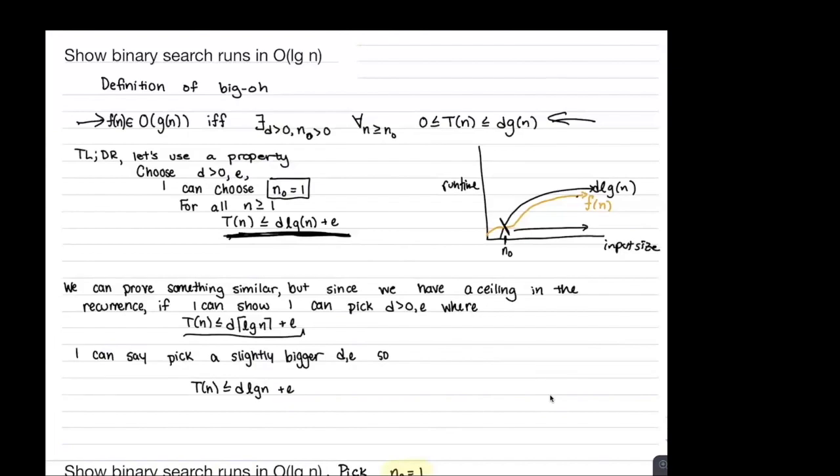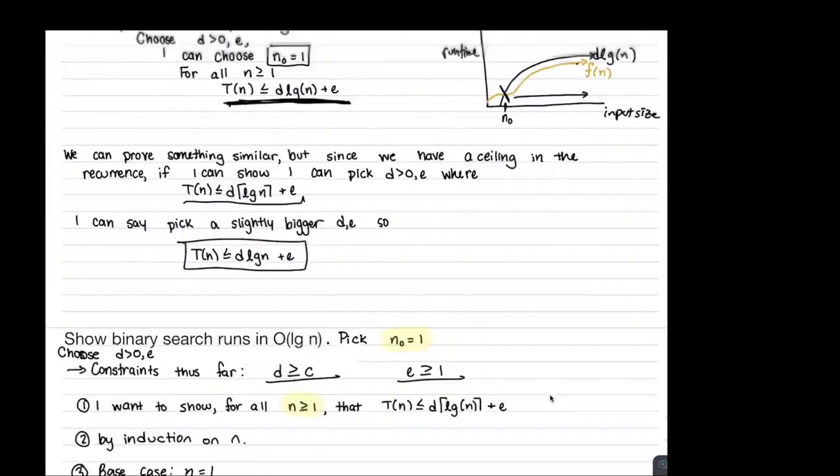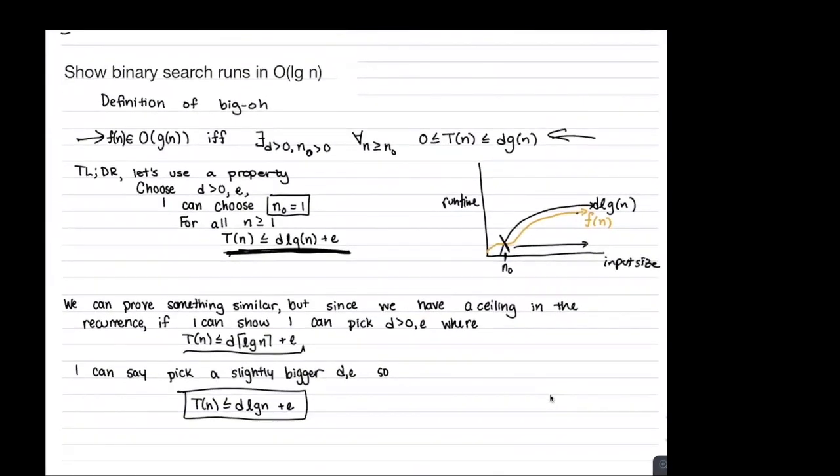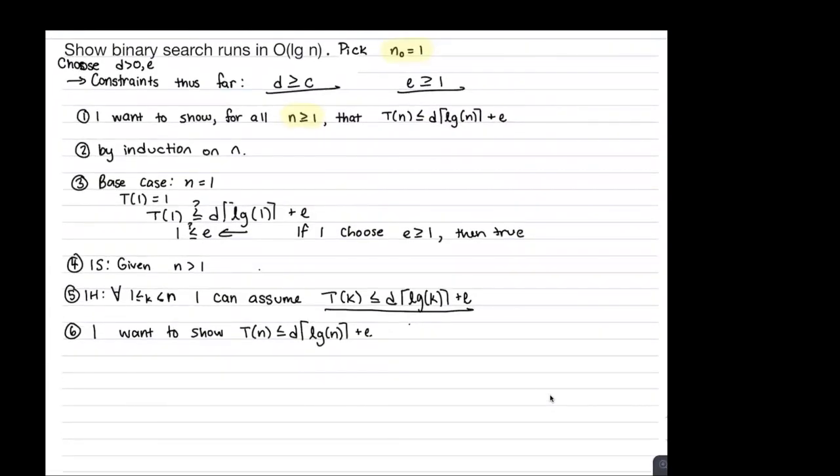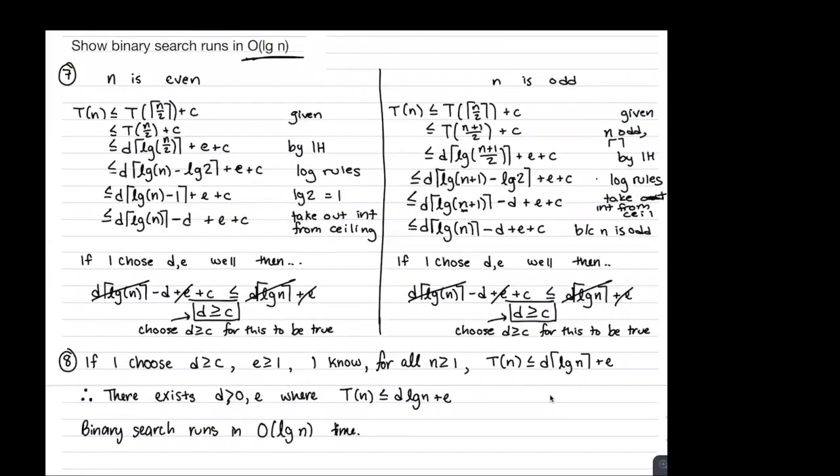And so the way we did that was we wanted to show that there exists some d and e where T(n) was less than or equal to d log n plus e. And from that, in order to show that for all n, because we were given some recursive function, we were able to use induction. And what we did was we half reverse engineered what our constants should be so that the induction would be true. And once we went through the induction and found how to pick our d and e, we were able to show that, therefore, binary search runs in big O of log n time.